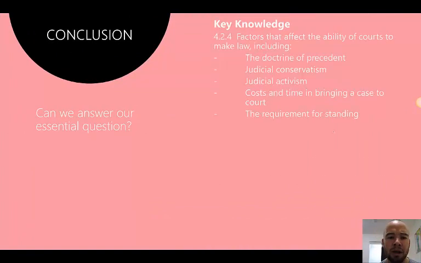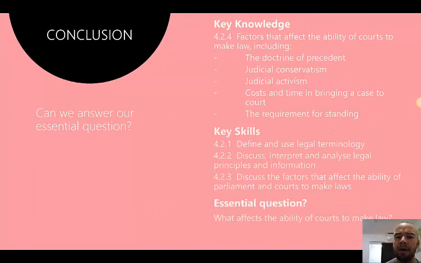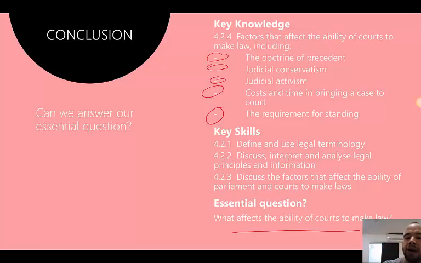So we've rushed through this one pretty quick, but as I said, the key focus is on discussing and making sure we can know both the court's ability to change the law, but also what limits that, and particularly being able to respond to direct questions on precedent, direct questions on conservatism, activism, etc., because we might get those. So ultimately, can you answer what affects the ability of courts to make law?